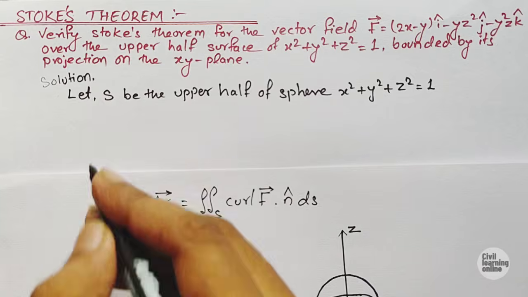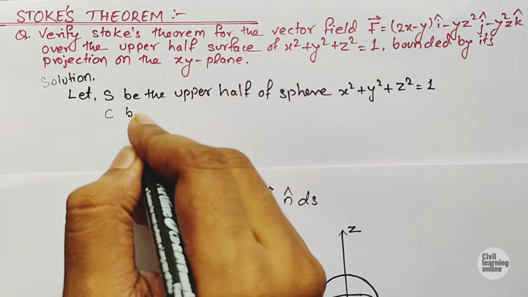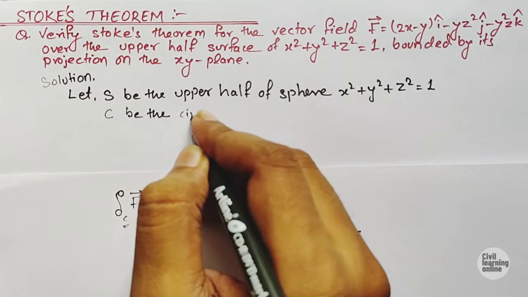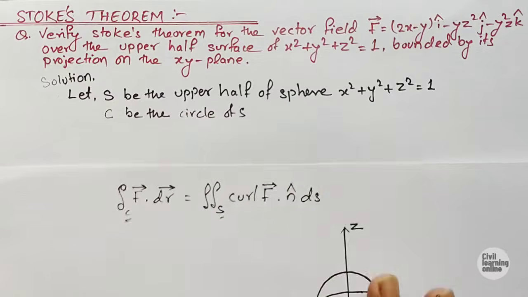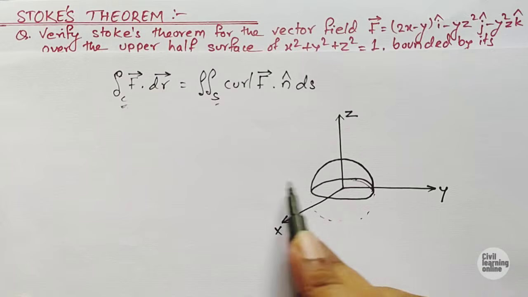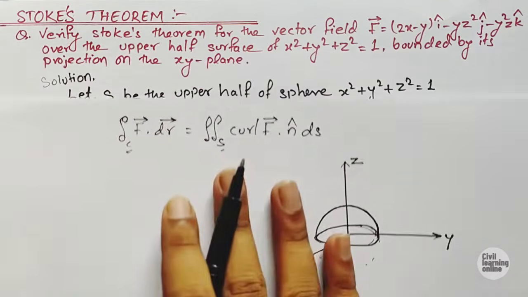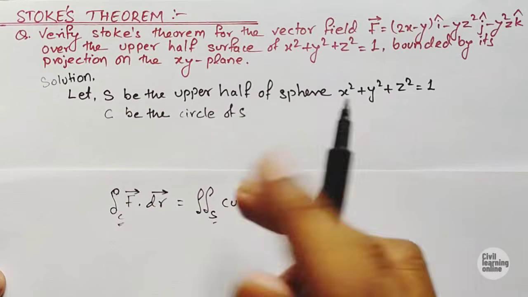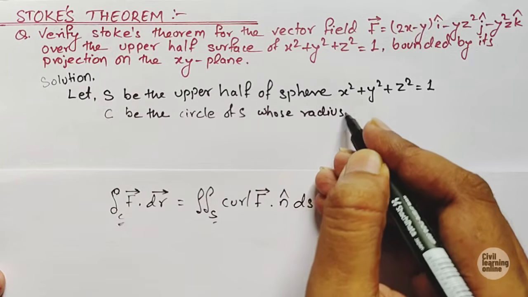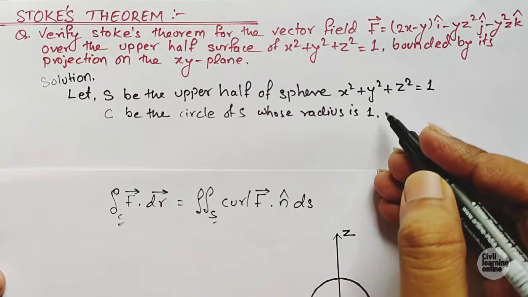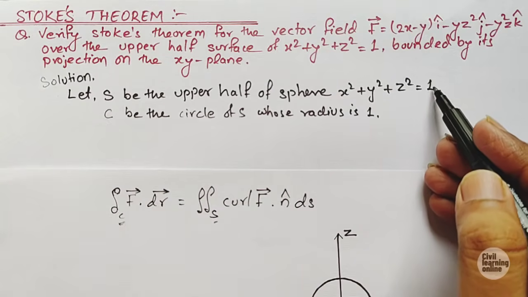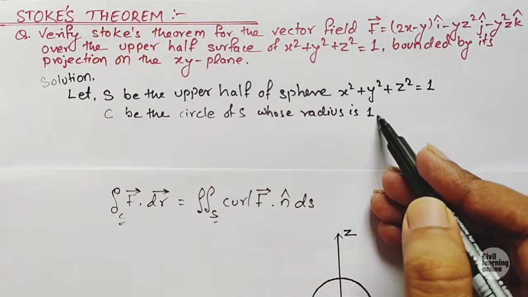Similarly, let C be the circle of S. If a sphere is cut by the xy plane, then we also have a circle here, and this circle is represented by C. C is the circle of S whose radius is 1. The equation of a sphere is x square plus y square plus z square equals r square, so r square is 1 square, which is 1, so its radius is unity.